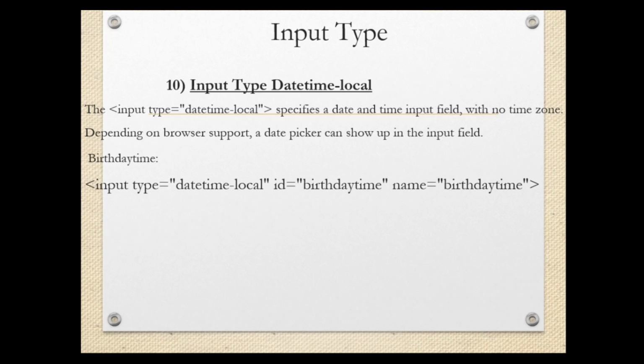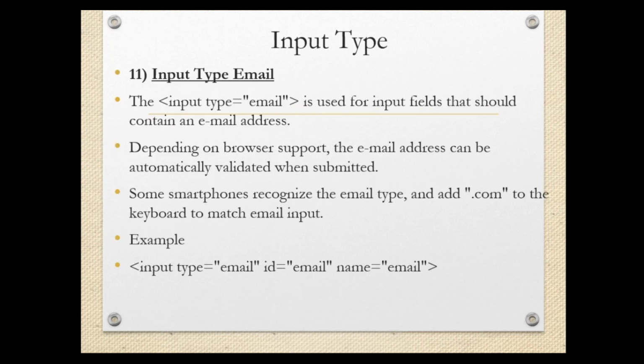The syntax, as you can see on the screen: input type equal to datetime-local, id equal to birthdaytime, name equal to birthdaytime.